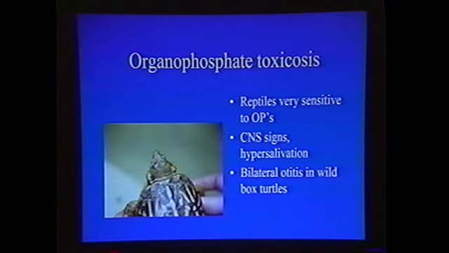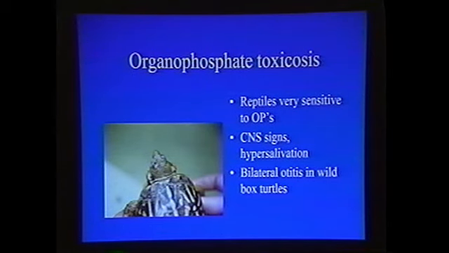Organophosphate toxicosis is occasionally seen in reptiles. Apparently, they are very sensitive to the effects of organophosphates and will develop central nervous system signs and hypersalivation. Also, bilateral otitis interna in wild box turtles has been associated with exposure to high levels of organophosphates and accumulation of organophosphates in the liver.